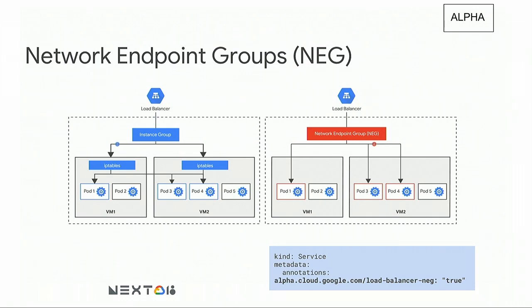On the right-hand diagram, we show network endpoint groups. In this model, the load balancer sends traffic directly to the port and IP pairs for the containers. And this is enabled with a simple annotation, right? This is an alpha feature, but with one simple annotation, you can eliminate a lot of hops, and I'm going to show a quick demo on this later.